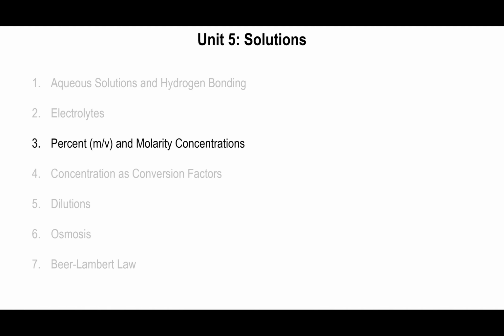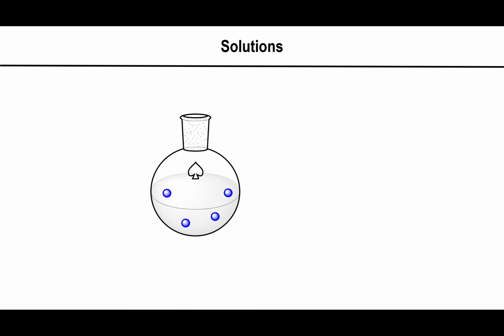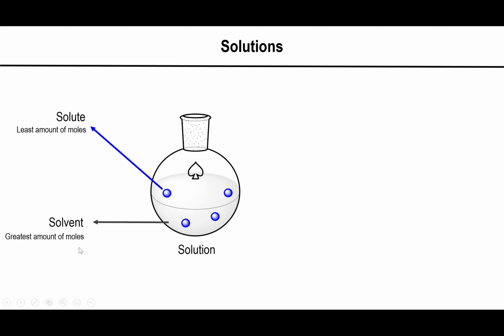Okay, so now that we have an understanding of what it means to dissolve things into water, we're going to do a few calculations. We're going to introduce the idea of concentration. Simply put, when you look at your typical solution, you have a substance that is dissolved in water. That substance is referred to as the solute. By definition, the solute is the substance that is present in the least amount of moles. The substance that you dissolve the solute into, in this case water, is referred to as the solvent, and it is the substance present in the greatest amount of moles. Together, the solute plus the solvent are referred to as the solution.